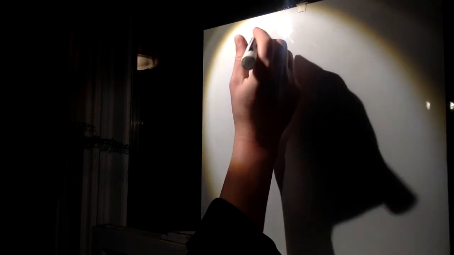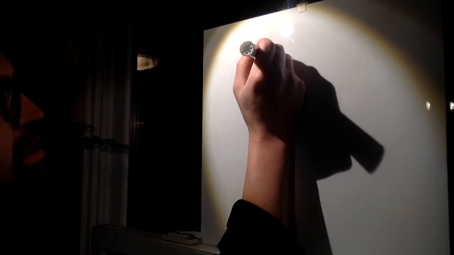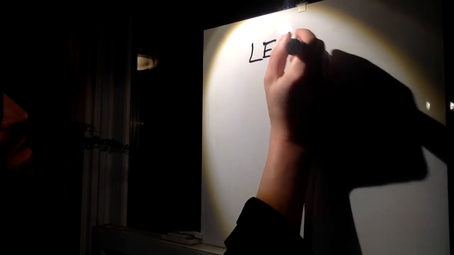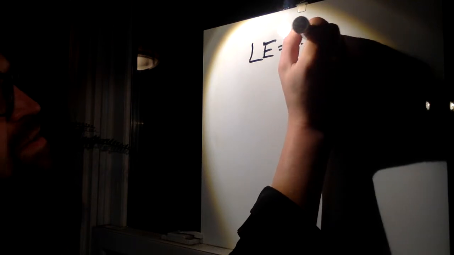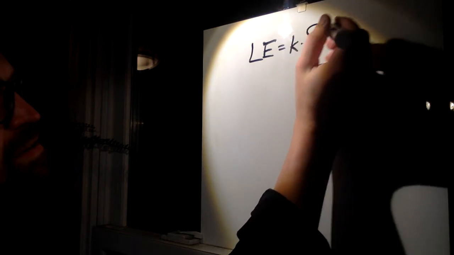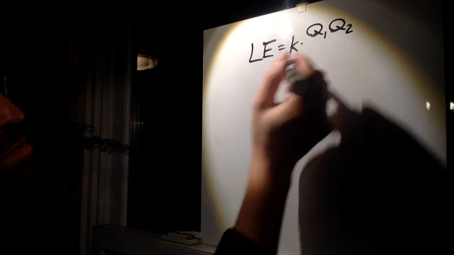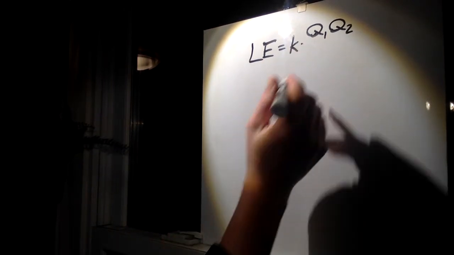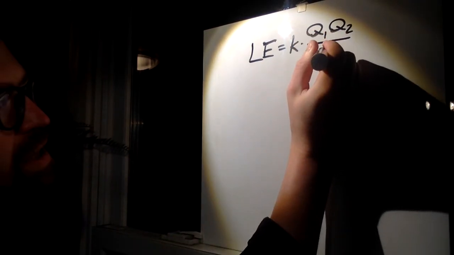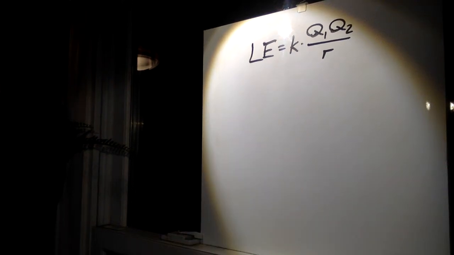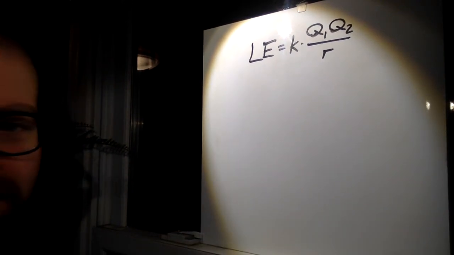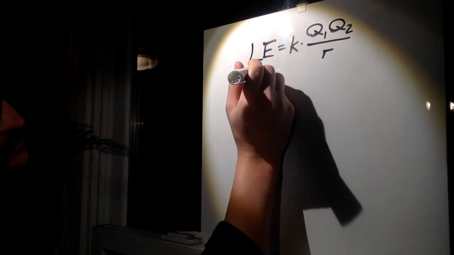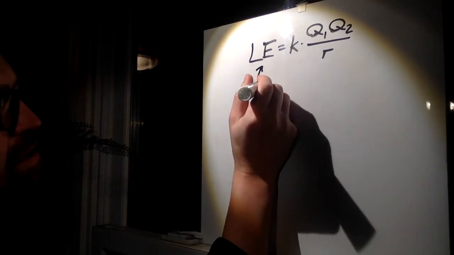Let's begin with the equation at the top for lattice energy, equal to some kind of constant. We don't care about the constant. The constant's constant. Times the first charge times the second charge divided by the radial distance between them. So this is very similar to the electrostatic equation. This is in reference to lattice energy.